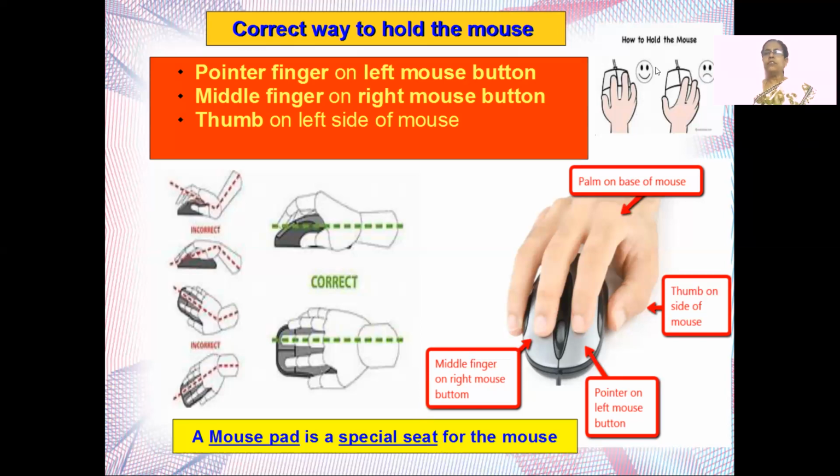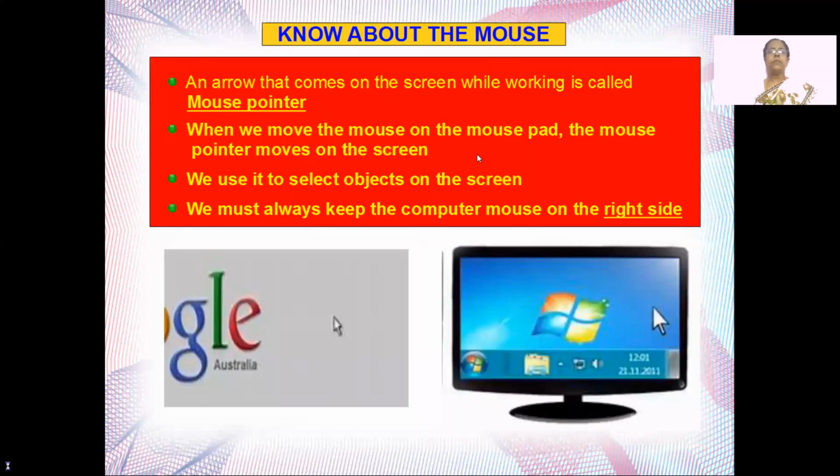Very sad. This is the wrong way of holding the mouse. This is the correct way. Pointer finger on the left button, the middle finger on the right side, and the thumb on the left side. This is how you should hold the mouse.